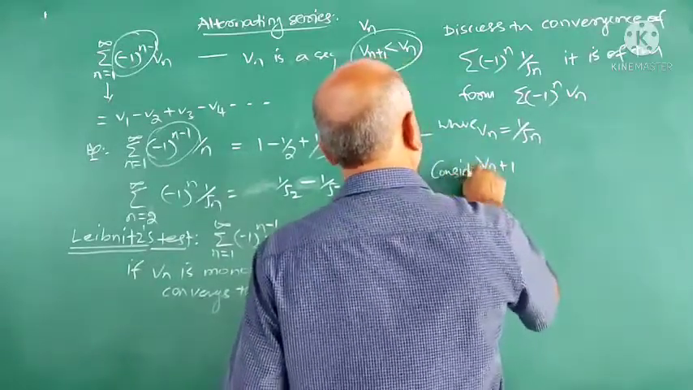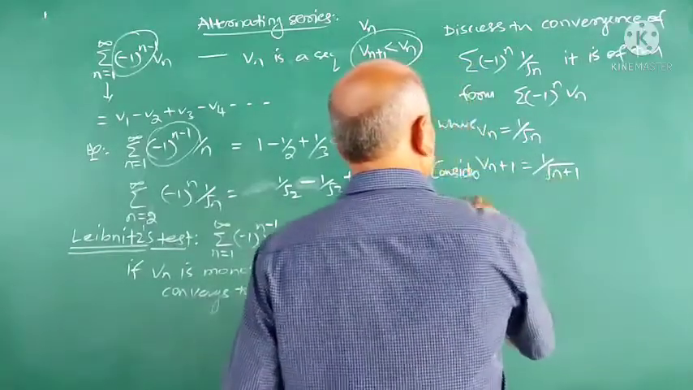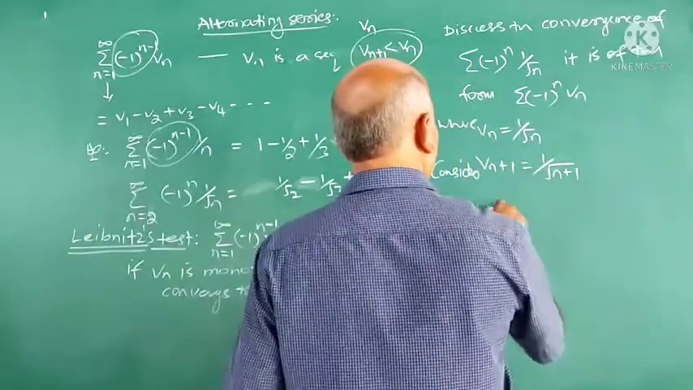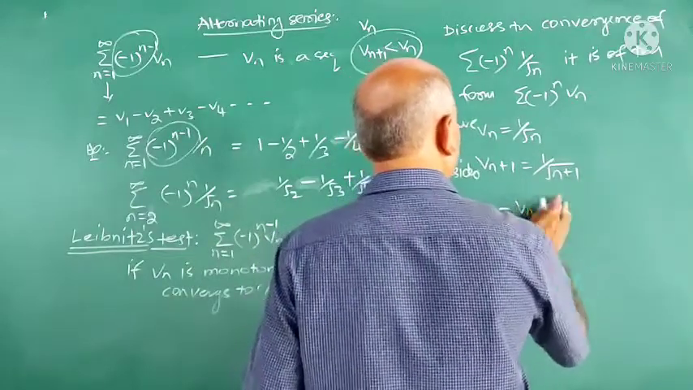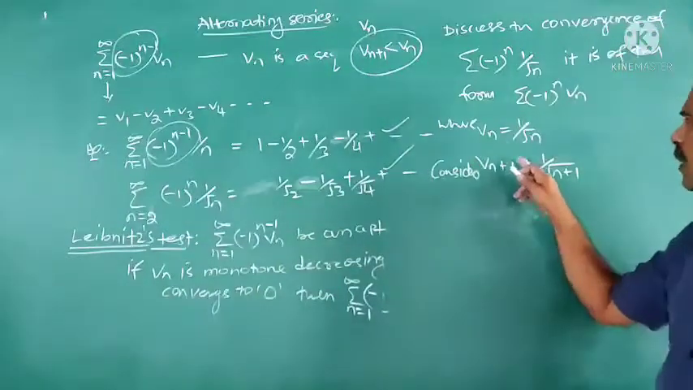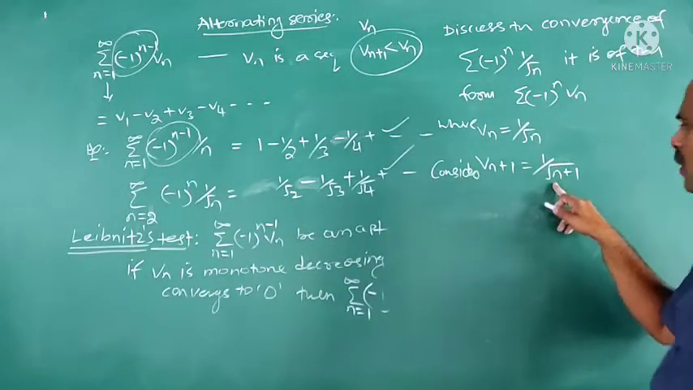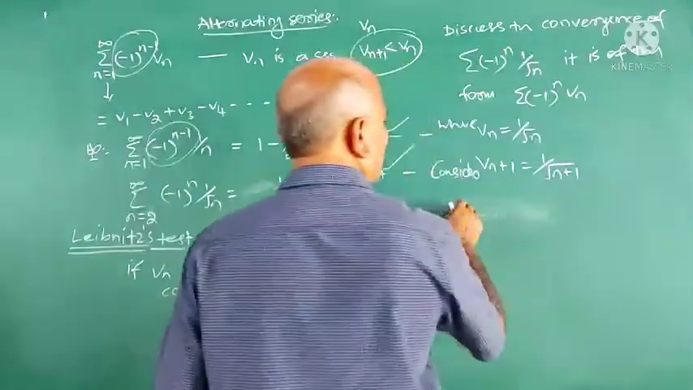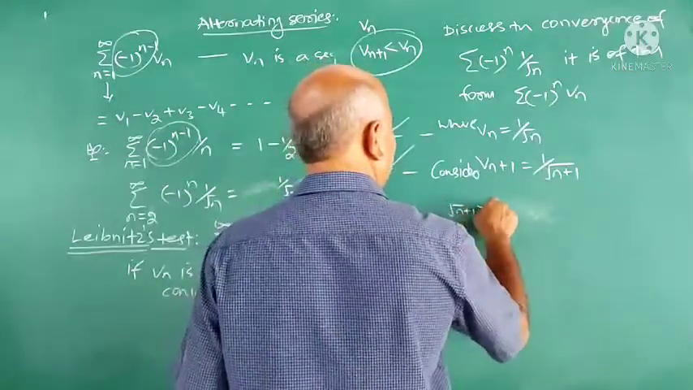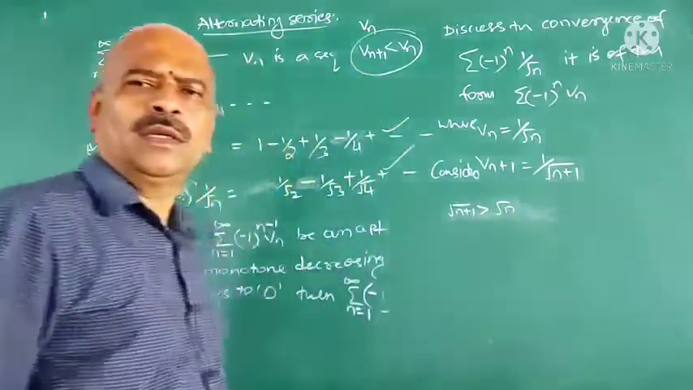Consider Vn plus 1. It is 1 upon root n plus 1. Therefore, Vn plus 1 minus Vn, where Vn is 1 upon root n and Vn plus 1 is 1 upon root n plus 1. We know that root n plus 1 is greater than root n. Any doubts here? Quite simple.